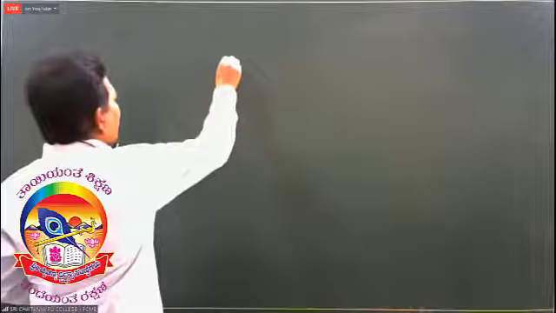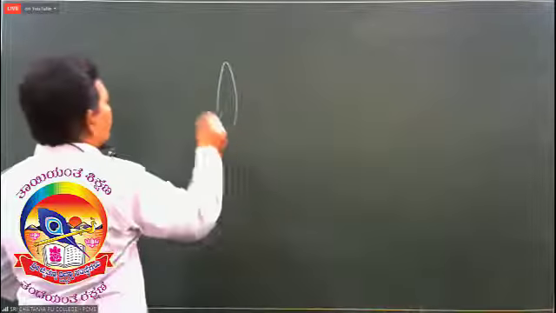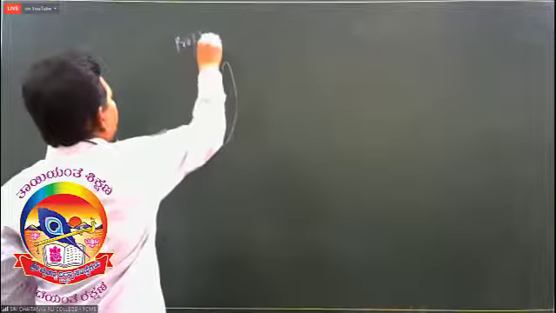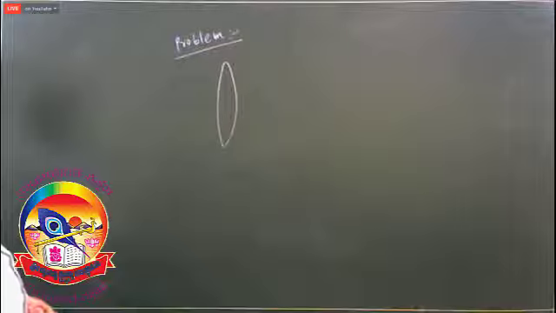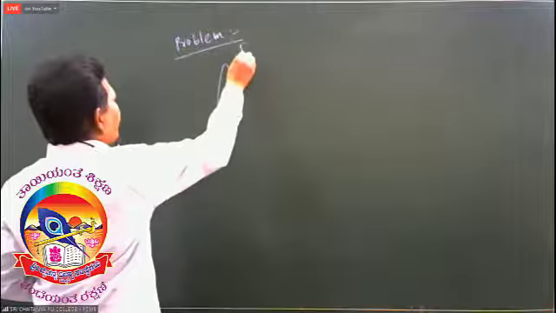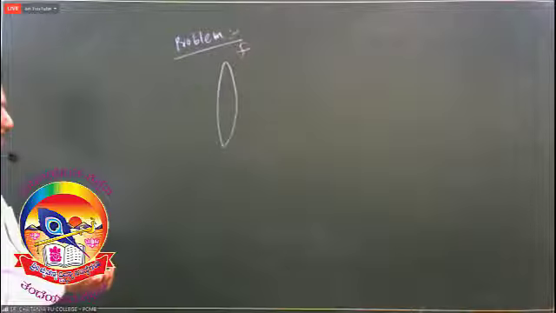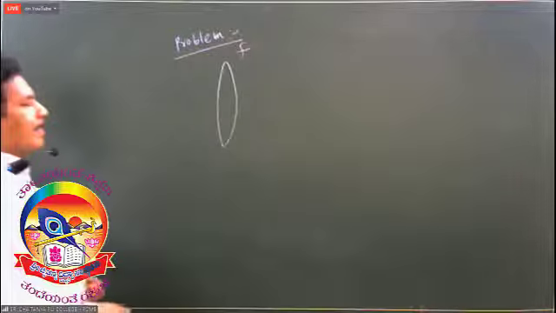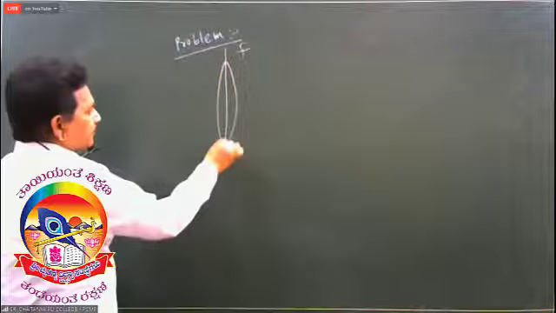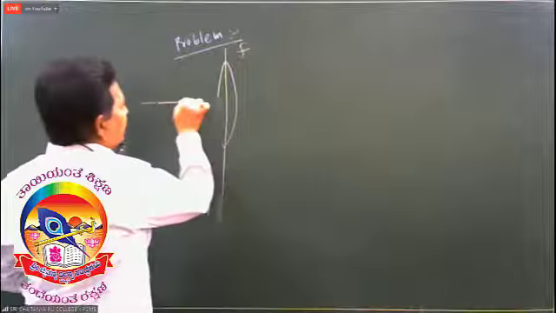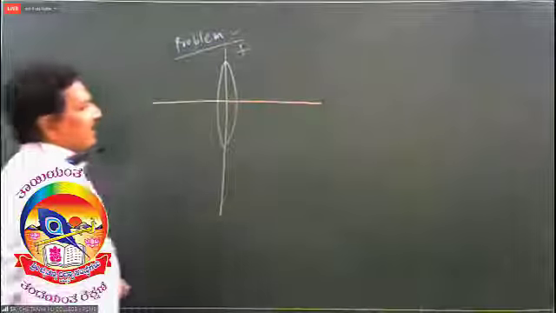Now let us consider a small problem on cutting of lenses. There is a convex lens. The focal length is f. First it was divided into two pieces. After that it was divided into two pieces like this.